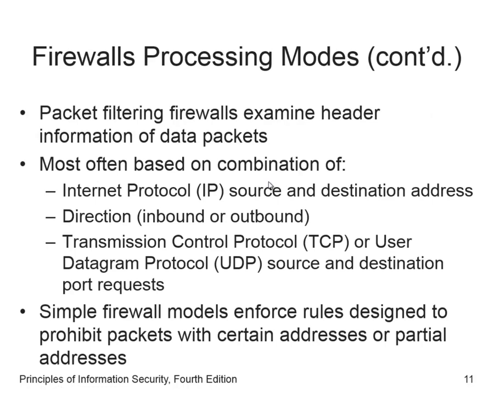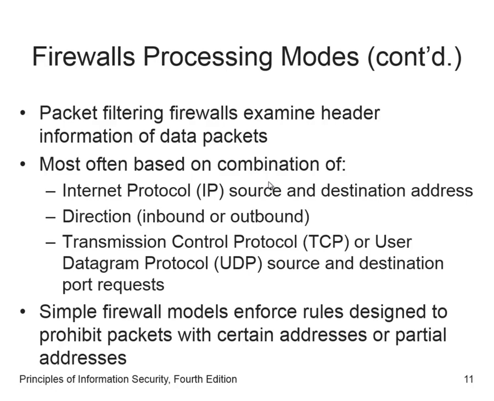Packet filtering firewalls examine the header information of data packets that come into a network. The restrictions most commonly implemented are based on a combination of internet protocol source and destination address, the direction, inbound or outbound, and transmission control protocol, TCP, or user datagram protocol, UDP, source and destination port requests.